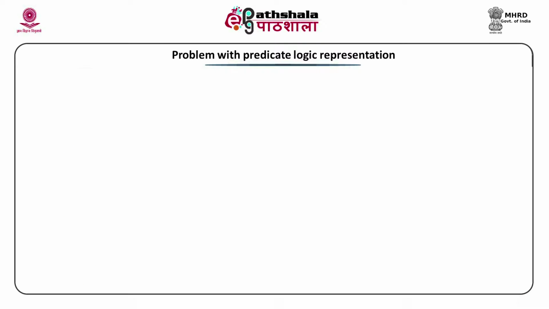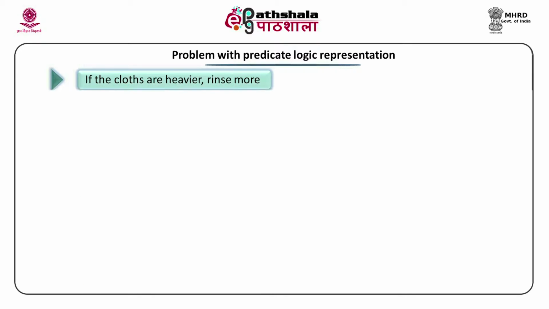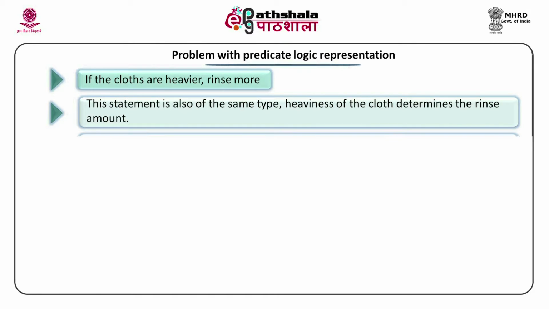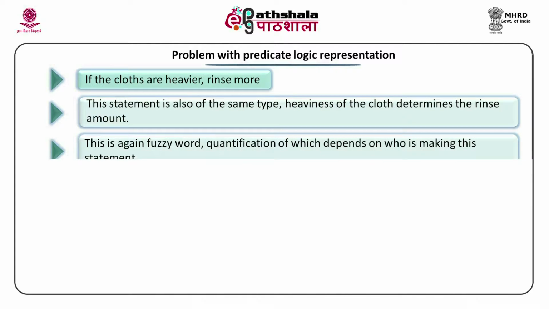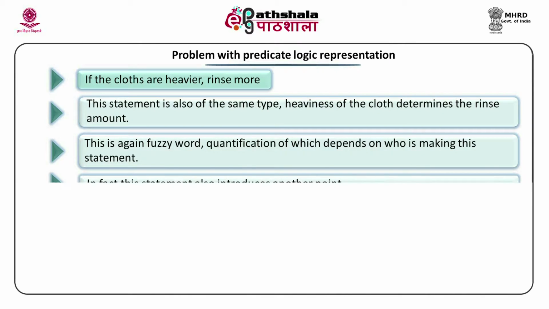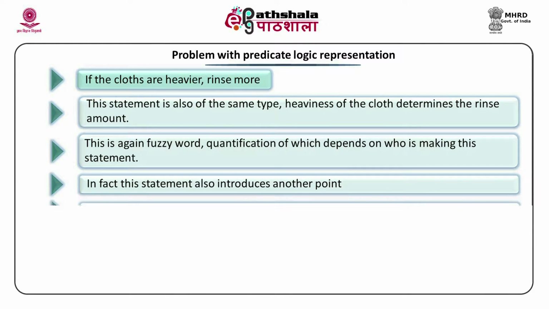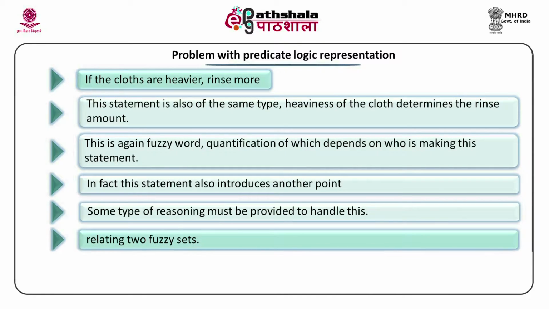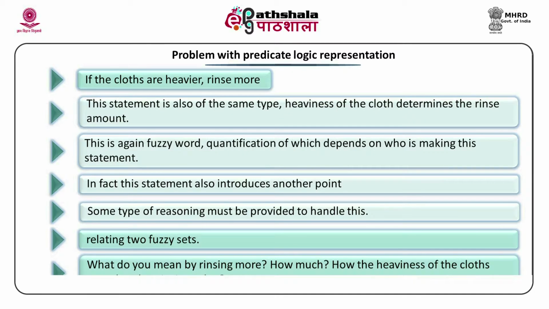The third one: if the clothes are heavier, rinse more. Now, you can see that again this is a pretty simple, innocuous looking statement, which is pretty hard unless you quantify these items. Heavier means what? 5 kgs, 7 kgs, 10 kgs. Rinse more means 1 cycle, 2 cycles, 10 minutes, 20 minutes. What? You need to quantify.